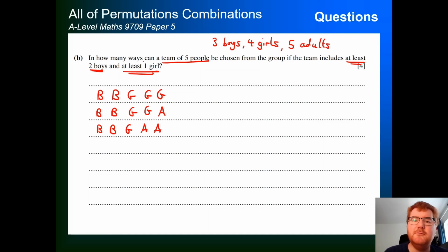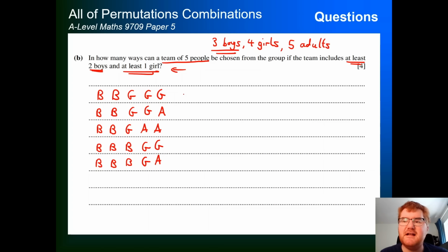We could have at least 2 boys. Well, there are actually 3 boys, so we could have 3 boys and 2 girls. Or we could have 3 boys, 1 girl, and 1 adult. That fits the conditions that we have at the top. Once we've worked this out, then we can just work out the different combinations.